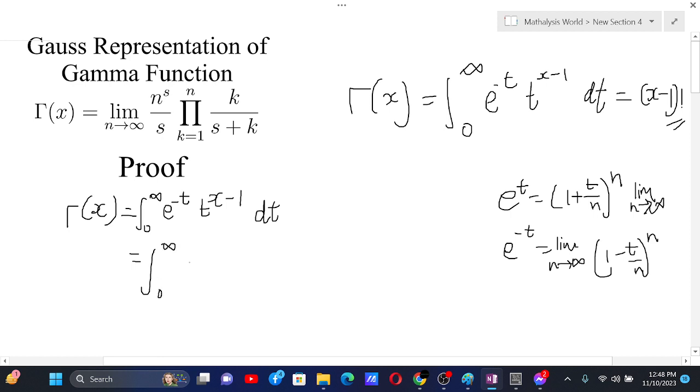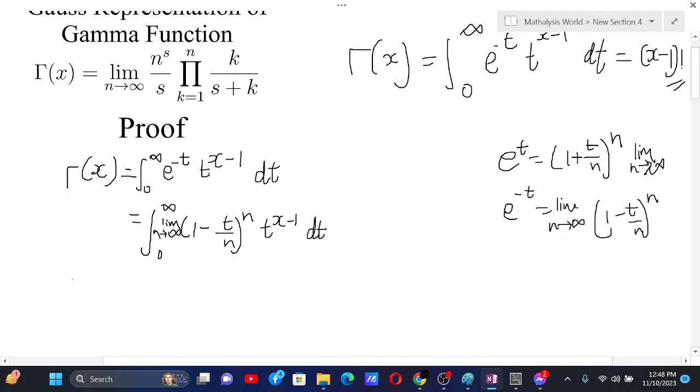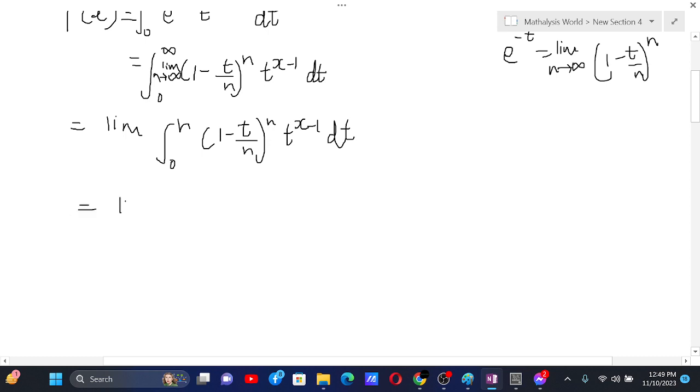Integral from 0 to infinity of the limit as n goes to infinity of (1 minus t by n) to the power n, and then t to the power x minus 1 dt. Now we can take the limit out of the integral, and then it will be the limit as n tends to infinity. Here infinity will be replaced by n, and then the integral of (1 minus t by n) to the power n times t to the power x minus 1 dt.